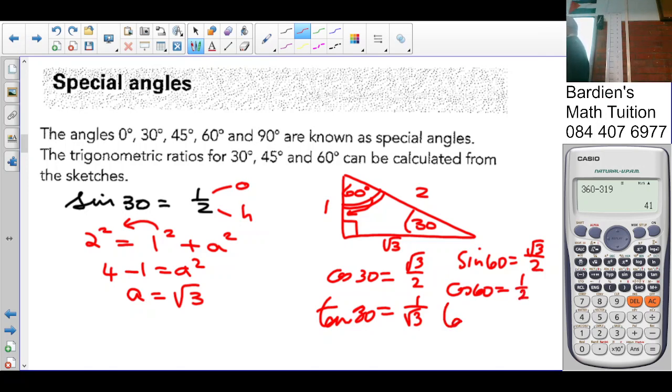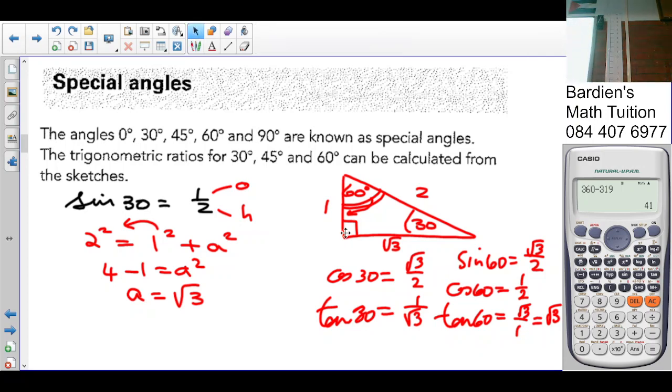What is tan of 60? Tan of 60, so opposite over adjacent, so it's going to be the root of 3 over 1, which is the square root of 3. Yes? So how is 0 a special angle? I'll come to that now.